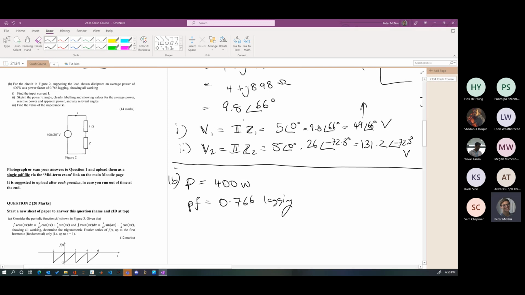Now let's draw out our circuit here. Actually, we don't need to. We've already been given this diagram. So for question 1, we're asked for the input current I. Now we know that this average power, P average, is equal to this real part here.